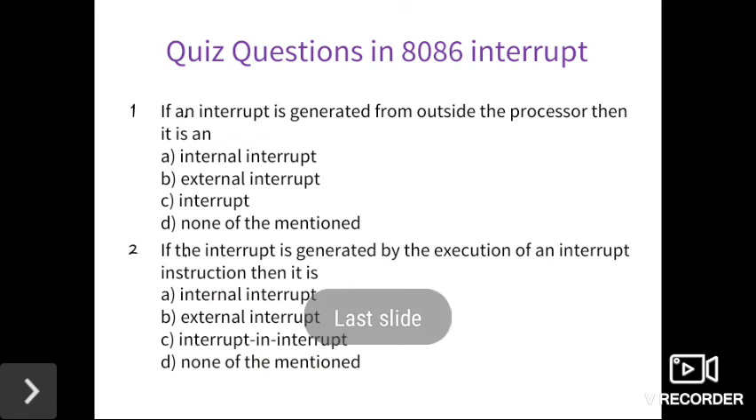Quiz questions on 8086 interrupts. First, if an interrupt is generated from outside the processor, then it is: option A, internal interrupt; B, external interrupt; C, interrupt; D, none of the mentioned. The second question: if the interrupt is generated by the execution of an interrupt instruction, then it is: internal interrupt, external interrupt, interrupt in interrupt, or none of the mentioned.